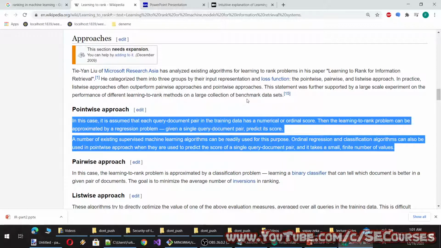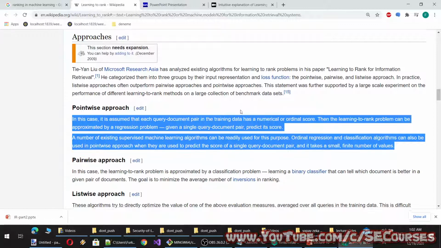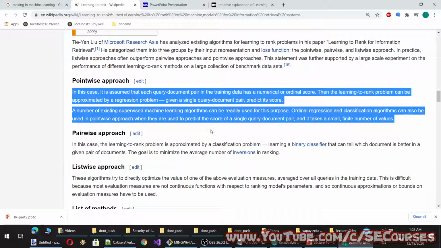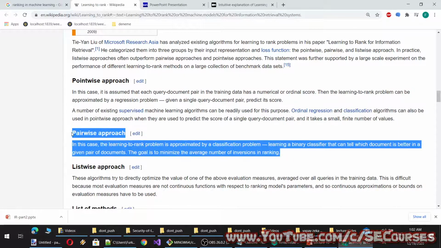In this case, it is assumed that each query document pair in the training data has a numerical or ordinal score. Then the learning to rank problem can be approximated by a regression problem. Given a single query document pair, predict its score. A number of existing supervised machine learning algorithms can be readily used for this purpose. Ordinal regression and classification algorithms can also be used in pointwise approach when they are used to predict the score of a single query document pair, and it takes a small, finite number of values.